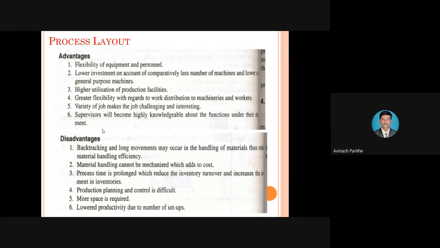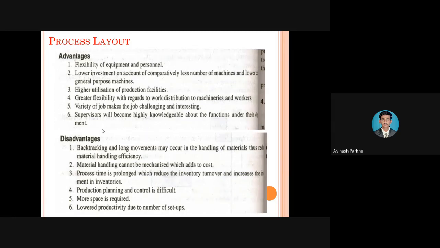Sometimes for a particular design layout, some disadvantages are also there, but we cannot change the layout. As per the requirement of the product, we have to keep that particular process layout as it is. So some unnecessary things are there, due to which some disadvantages also take place. So these are the different advantages and disadvantages of the process layout.